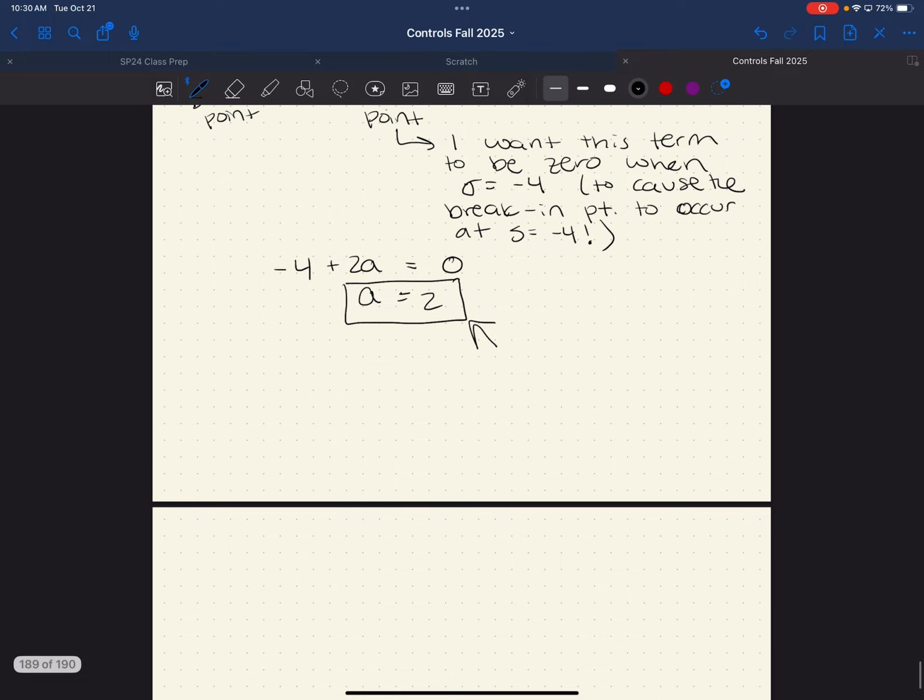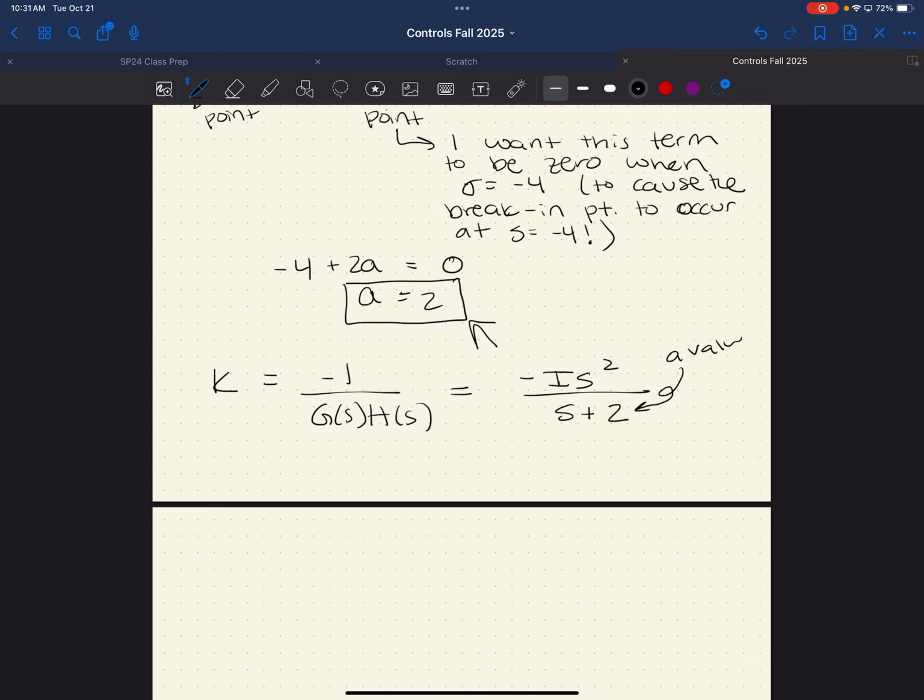Okay, let's go back to our magnitude criterion one more time. Our magnitude criterion says that k is equal to minus 1 over G of s, H of s. I now know exactly what H of s is. I know that H of s is s plus 2. So this is minus sigma squared over sigma plus a. This really should be s. I apologize. Plus 2. So this was the a value from above.